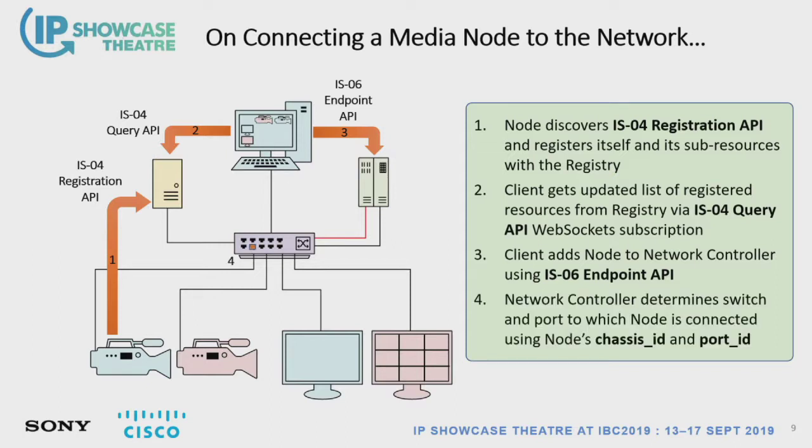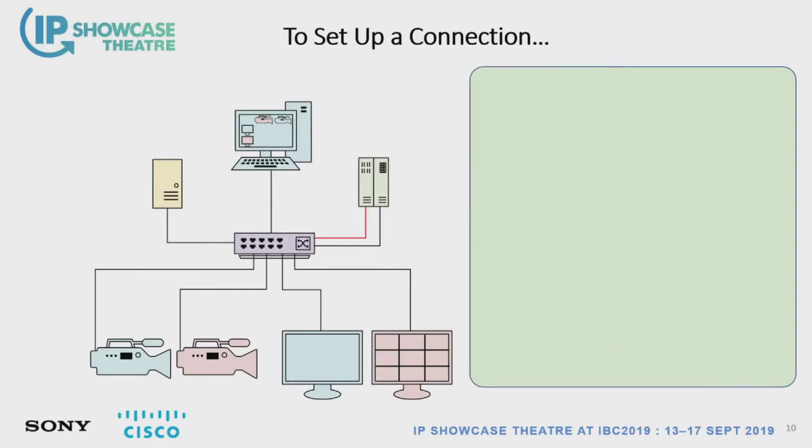And that means that the network controller can then determine exactly where that endpoint is connected to the network by tallying up that chassis ID and port ID information with the information it knows already from its own switches. So it will know exactly what port and what switch that endpoint is connected to on the network. And that's useful for when you're setting up connections.